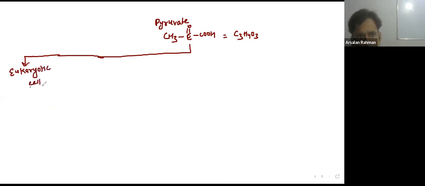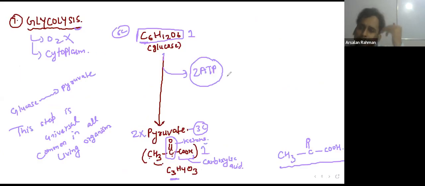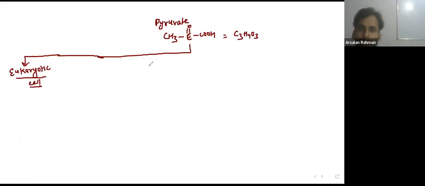Eukaryotic cell. In all living organisms, the first step will be common. This step will be followed by all living organisms. After this, different organisms will follow different paths. After making pyruvate, after making 2 ATP, different organisms will follow different paths. We will see the different paths.